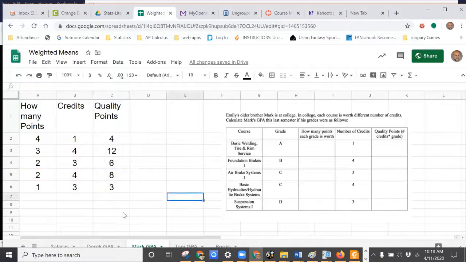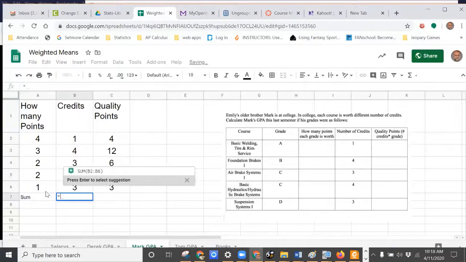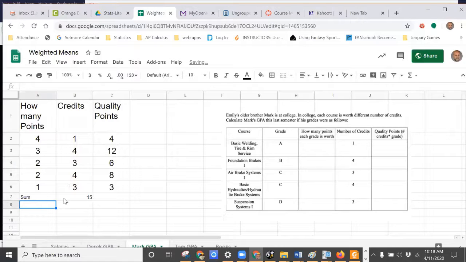Then what's the next thing we do? We find the sum. So how many credits did this person take? So the sum of his credits, we can do that by hand. That's not big numbers. And equals sum of those quality points. And then we're going to divide them. We're going to say the GPA will be the 33 divided by the 15. And Mark's got a 2.2 GPA.